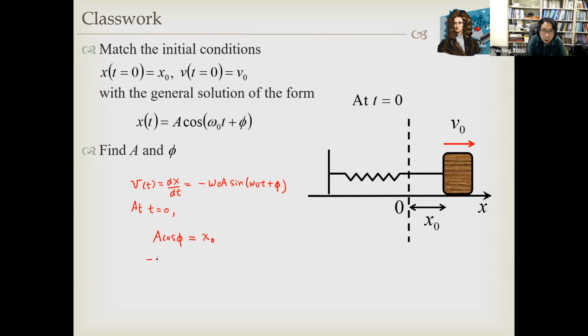In fact, I find Chen Junwang's solution is almost correct, except I think you have to solve for the two expressions. So when I put T equal to 0 here, I got minus omega naught A sine phi equal to V naught.